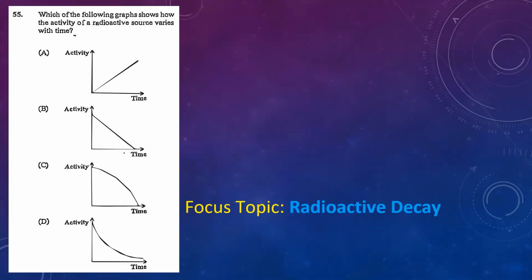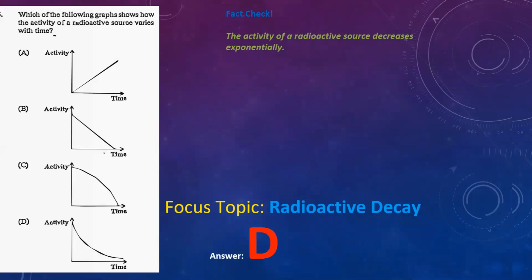All right, 55. Which graph shows how the activity of a radioactive source varies with time? Now, whenever we have radioactive decay, it occurs exponentially. So we have to look for a curve. And the curve that shows exponential decay is D. Right? 56.